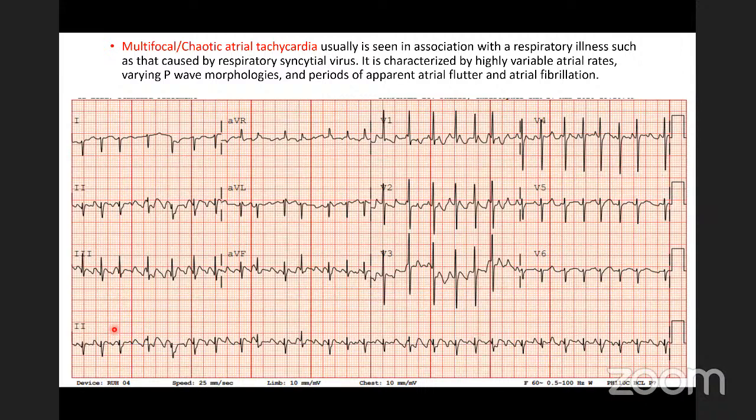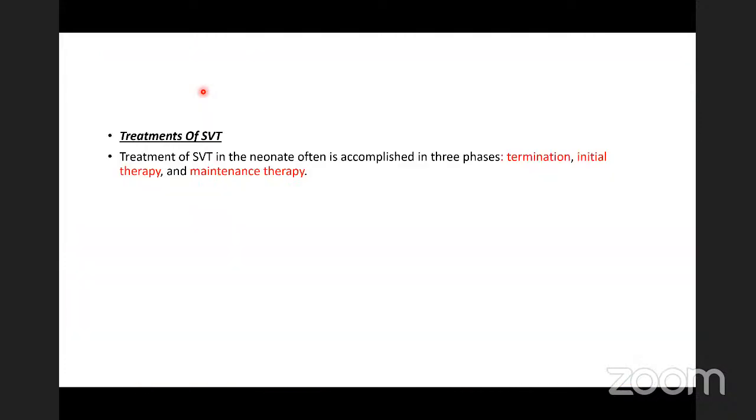So the reason for getting an irregular rhythm in the pediatric population is most of the time multifocal atrial tachycardia, or some people say chaotic atrial tachycardia. Most of the time they are seen in association with respiratory illness, like RSV infection, and they usually have very variable heart rates, irregular, and different P wave morphology. At times you start feeling like the patient is having atrial flutter or atrial fibrillation, but most of the times those are ectopic, multifocal ectopic tachycardia.